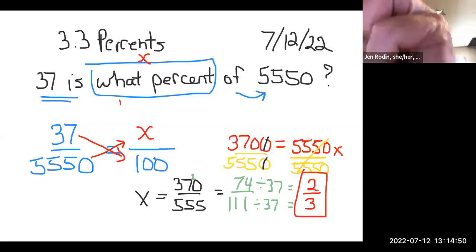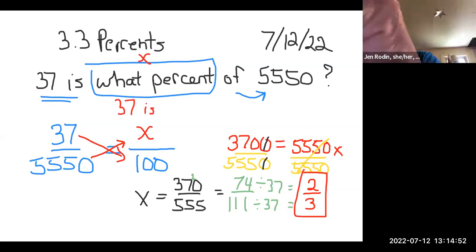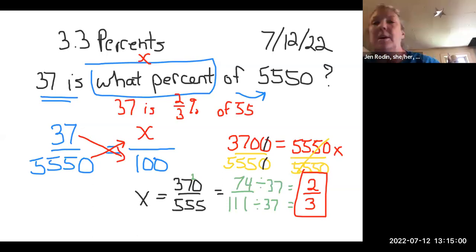So 37 is 2/3% of 5550. There's another way to do it.